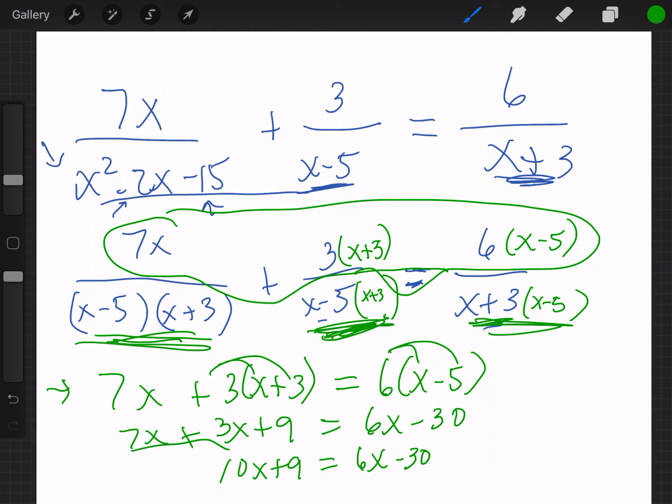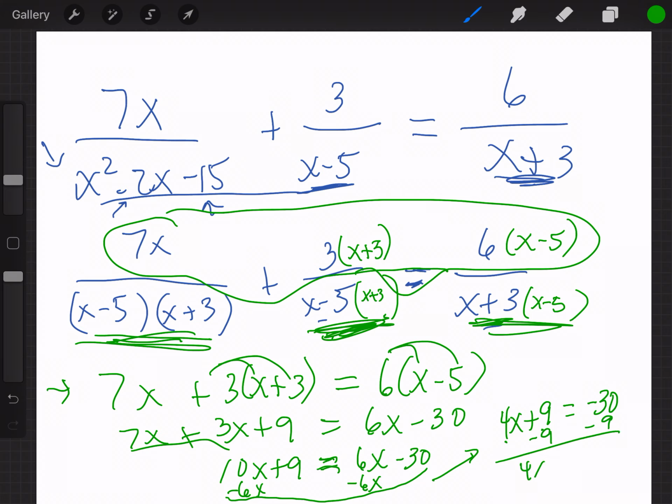Now, for y'all who haven't solved equations in a long time, remember the 10x and the 6x need to get together. They're not on the same side. So I'm going to move the 6x, subtract it to get it on the same side. That's going to give me 4x plus 9 equals negative 30 is what's left. I'm still solving. I'm going to need to get rid of the 4 and the 9. I'm going to subtract 9 first, which is going to give me 4x equals negative 39.